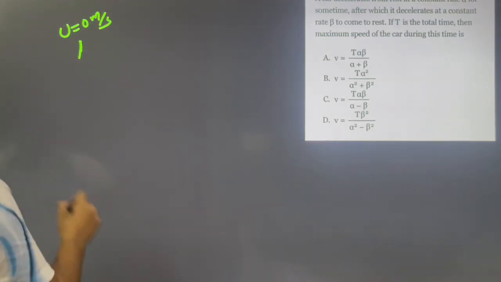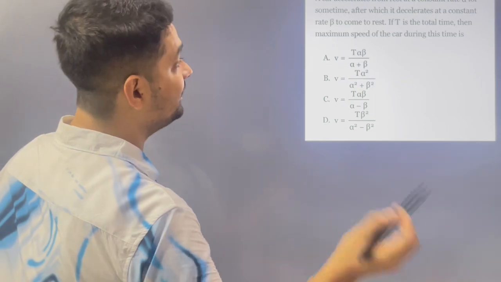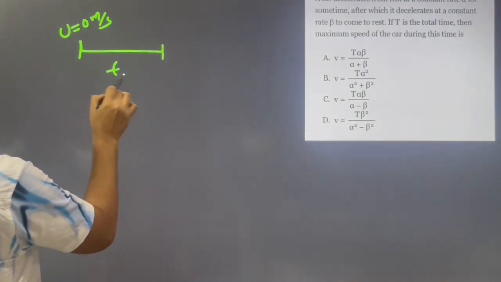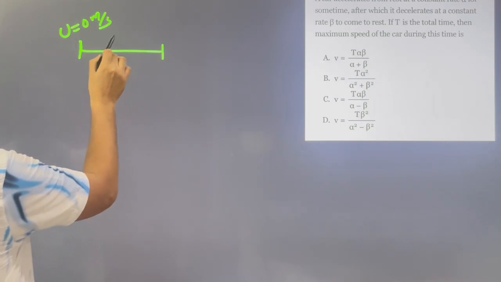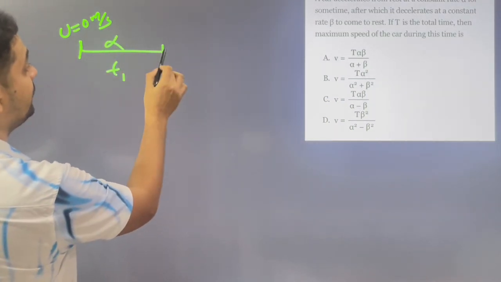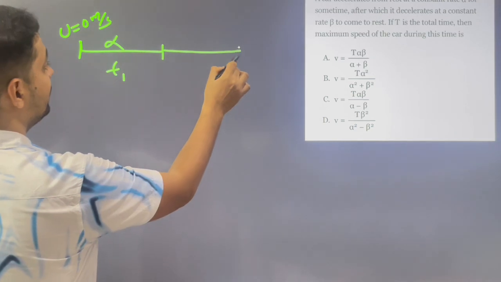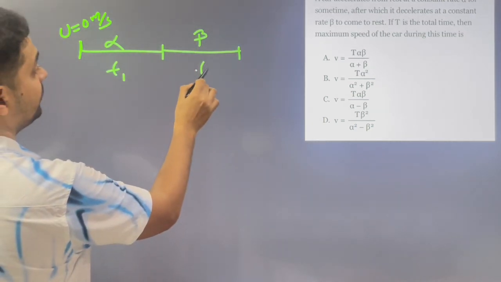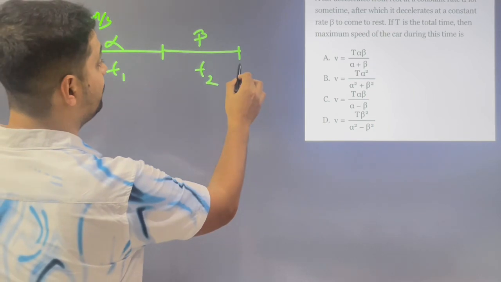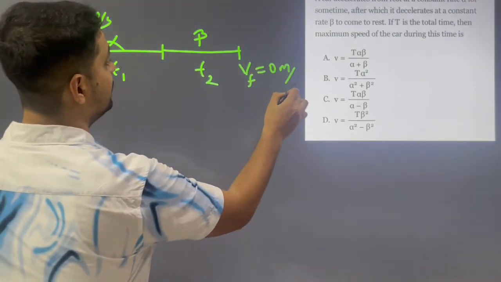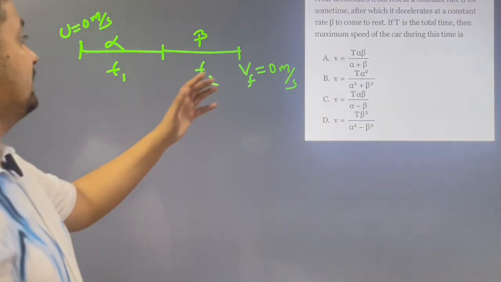Correct. Now it accelerates with constant rate alpha for some time. Let that time, which we don't know, be t1, and the acceleration is alpha. Now after this interval it starts to retard. So let it retard with beta for time t2, and finally its speed will become 0 meter per second. So it started from rest and again it will come to rest.